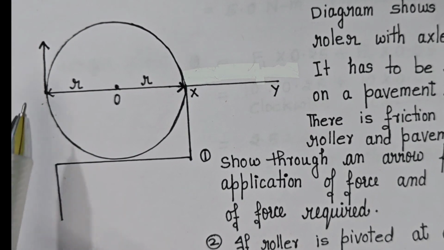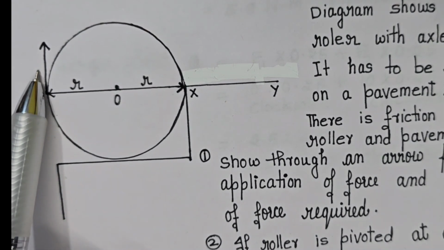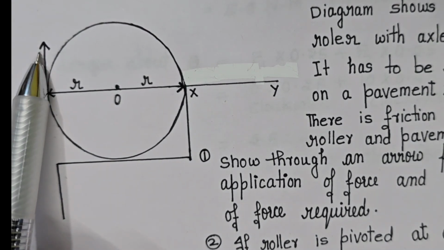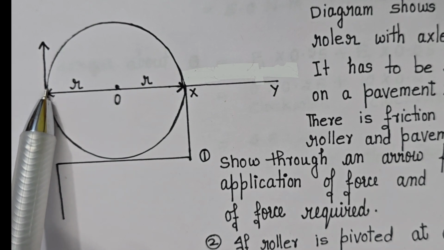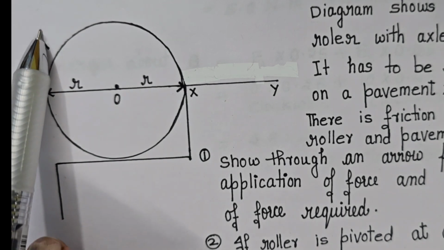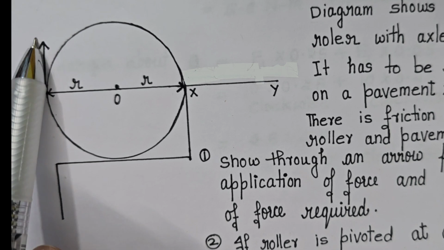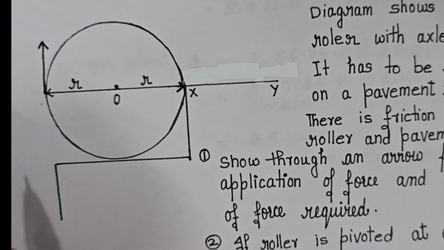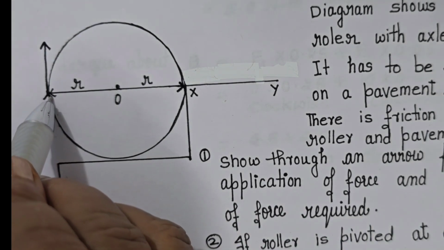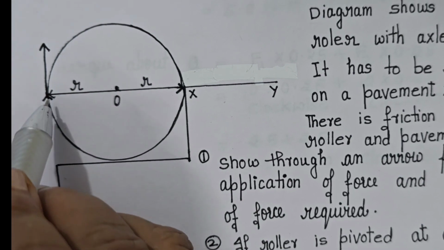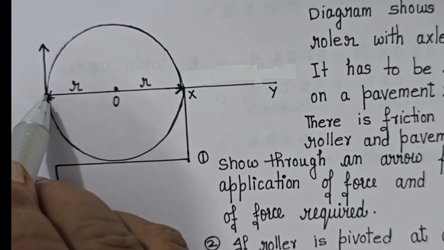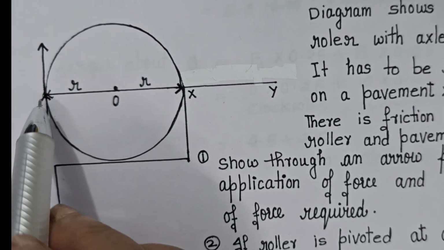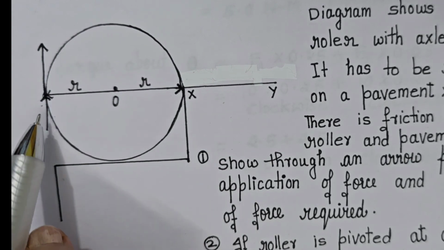So children, we can show the force like this. The tail is at the point of application of the force and the arrow is showing that it is in upward direction. And I can show this like this also. I will show the arrowhead at the point of application and direction is still in the upward direction.